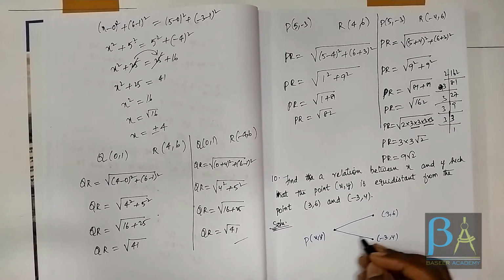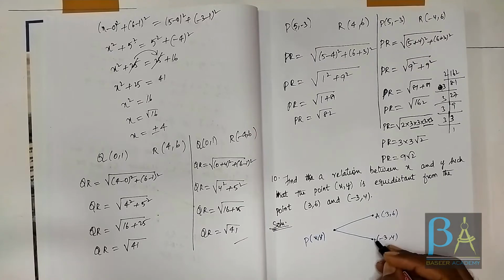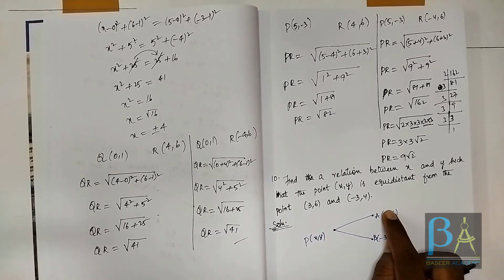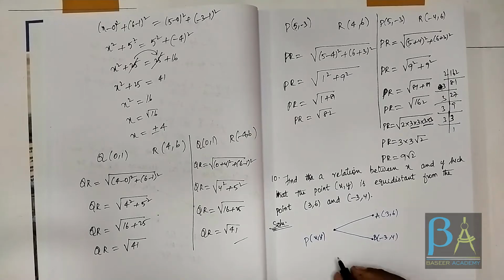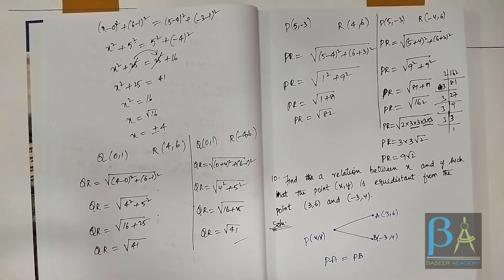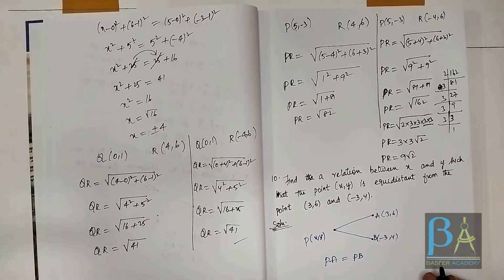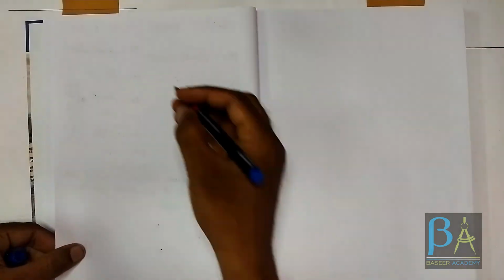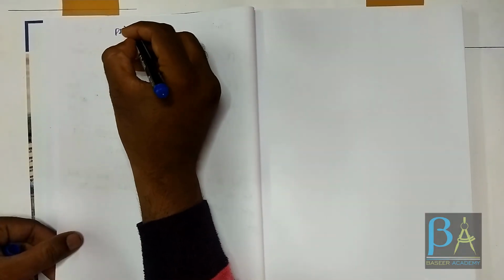Let us say this is point P, this is point A, and this is point B. So the distance of point P from A is equal to the distance of point P from B, which means PA is equal to PB. Now if you want to get rid of the square root in the initial stages itself, you can square this on both sides. So you end up getting PA square is equal to PB square.